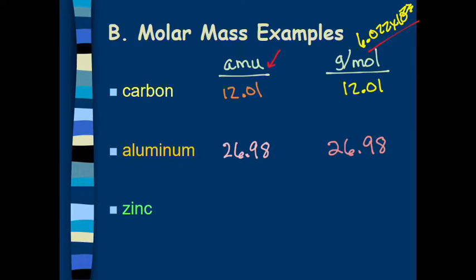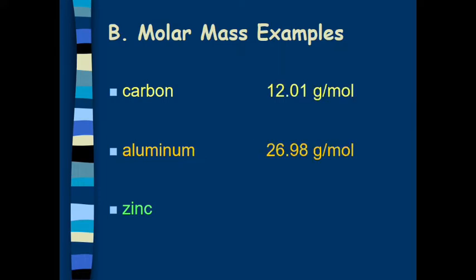So you go and you do zinc. If I want the molar mass of zinc, again, if I have a mole's worth of zinc atoms, it's a lot of atoms, what would its mass be in grams? You should have come up with 65.39, and again, that value is from the periodic table.